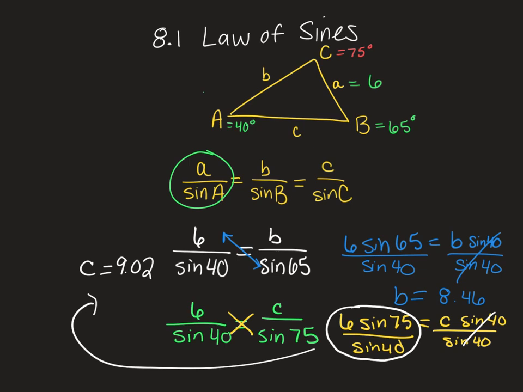So for the sides, I would like you guys to always round to 2 decimal places. And for angles, just to make it easier, round to the nearest whole number when we find them. We're going to do an example in a minute where we have to find an angle measure.